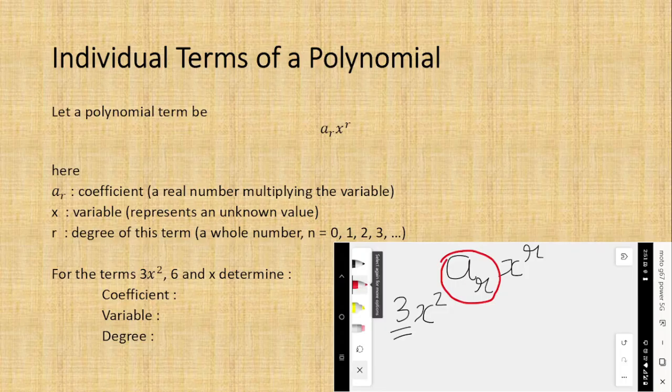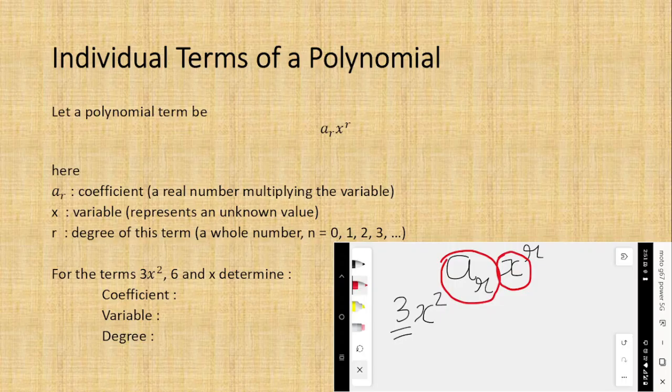Next we are going to talk about the variable. Here the name of the variable is x. The variable is the unknown part of the term. The variable could have other names as well. You could represent it by y, you could represent it by z, you could have one variable or a combination of variables. But in this chapter, we are just going to talk about terms which have only a single variable x. That is the scope for this lesson.